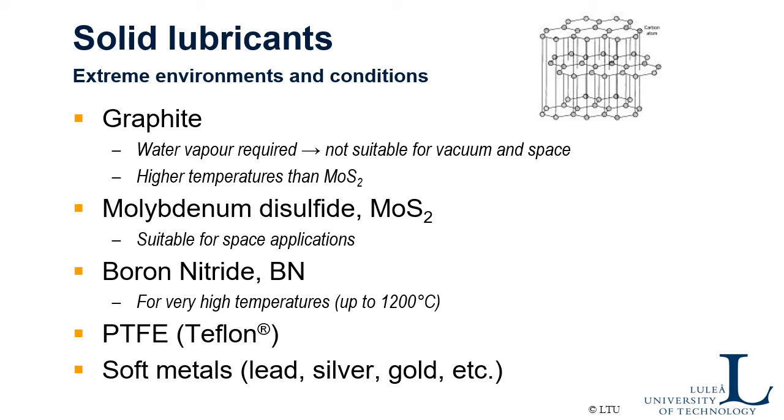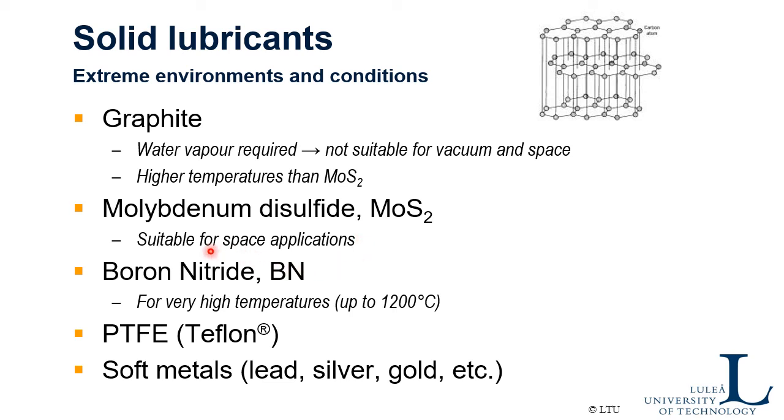Graphite is cost efficient, and it's used very often, but it requires some water vapor to function in a good way, so it's not suitable in places where you have vacuum or in space applications, for example. And it can be used at higher temperatures than the other typical solid lubricant, molybdenum disulfide. That doesn't need the water vapor, so that is more suitable for space applications.